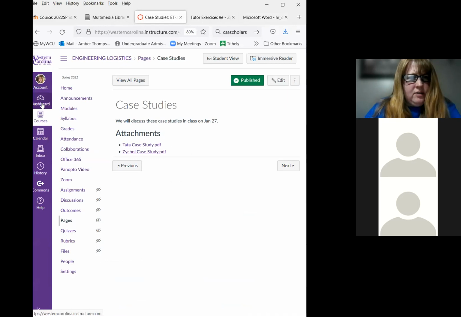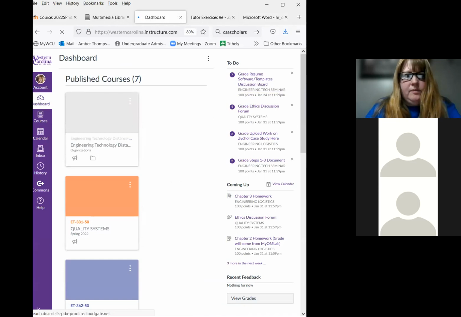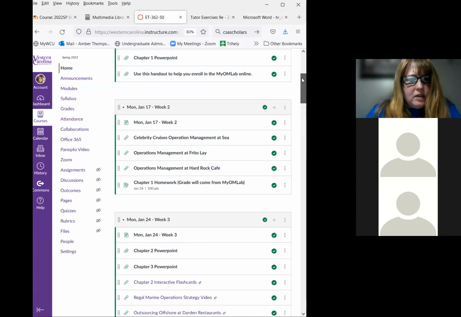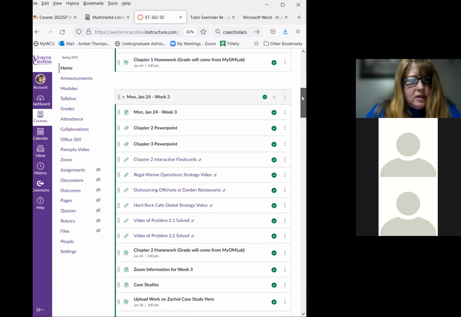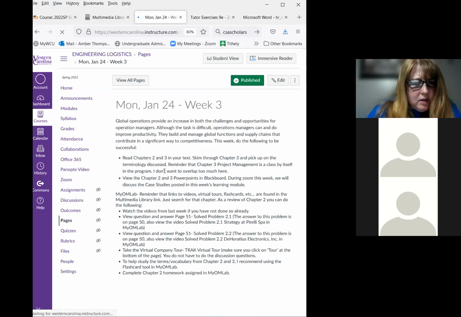Can you guys see my screen? Yes. So I'm not sure. I didn't think I posted that one to look at. Where are you reading it from? It says, take the virtual company tour, the track virtual tour. Make sure you click tour at the bottom of the page under Monday, January 24th, week 3. Oh, okay. I must have not deleted that.